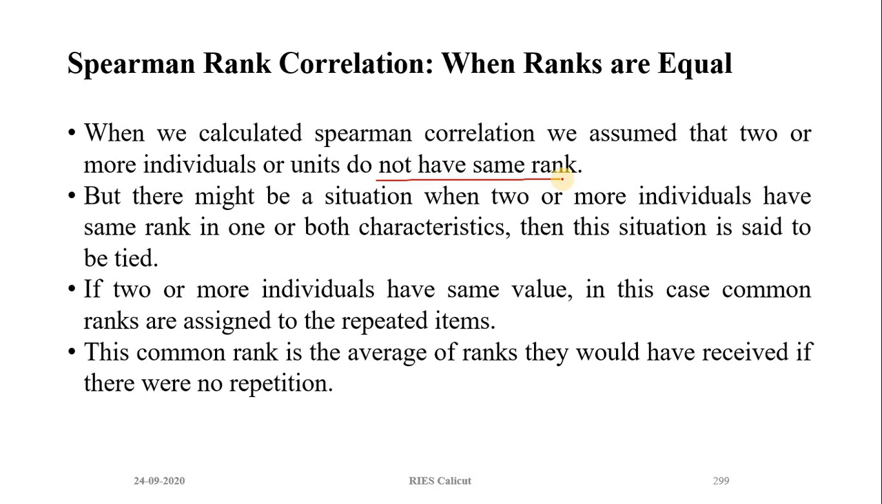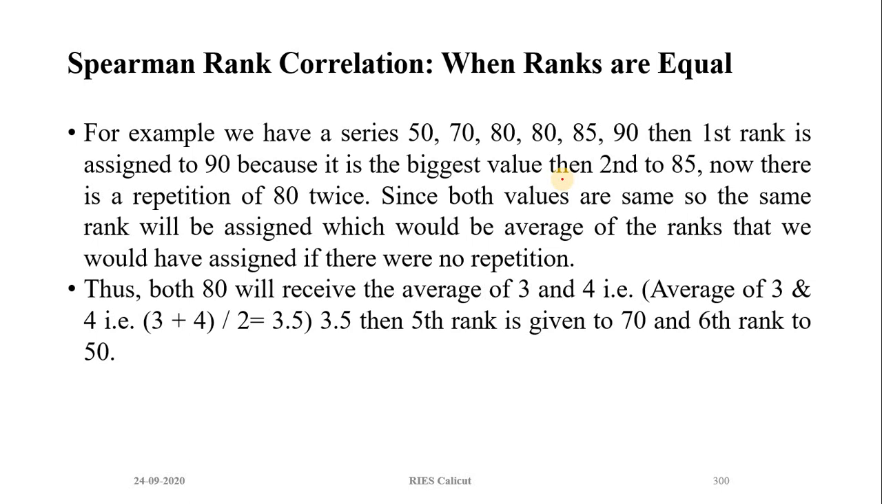In this situation we cannot use the equation that we have just learned. So let us see how we can overcome this issue. For example, we have a series with the values 50, 70, 80, 80, 85, and 90. I have given the first rank to 90, the second rank to 85, and for the third there are two people, 80 and 80. So what I have to do is take the third rank plus the fourth rank.